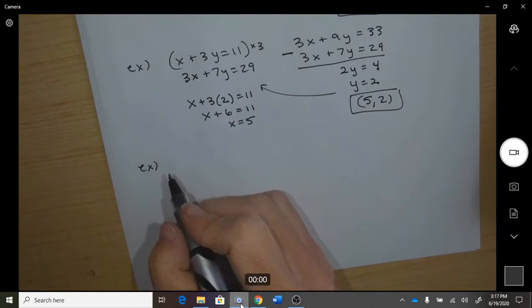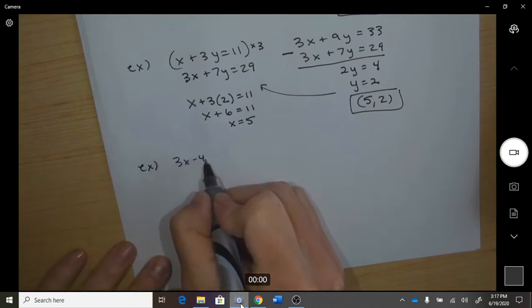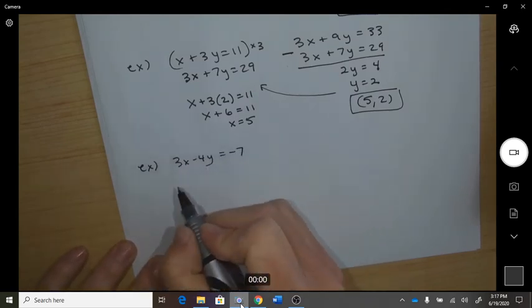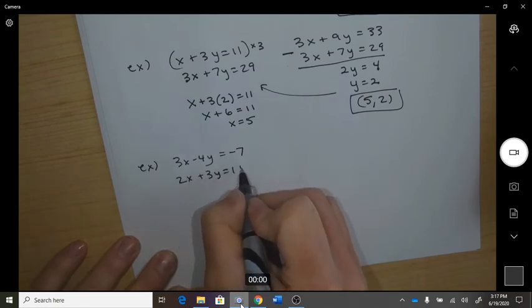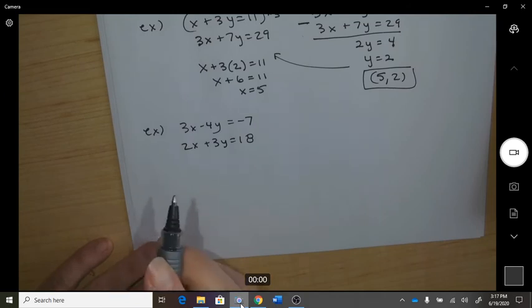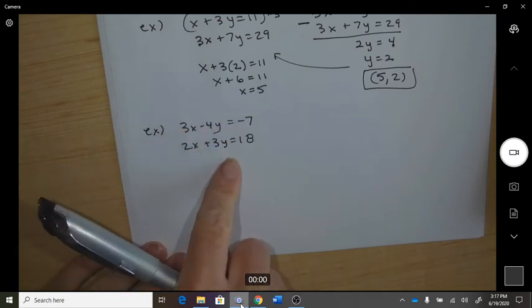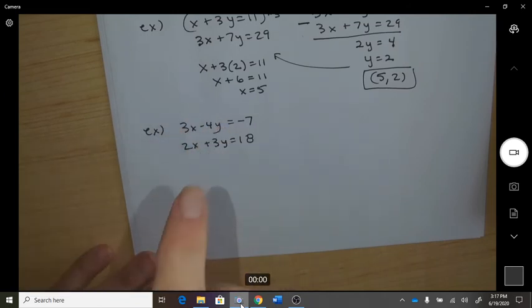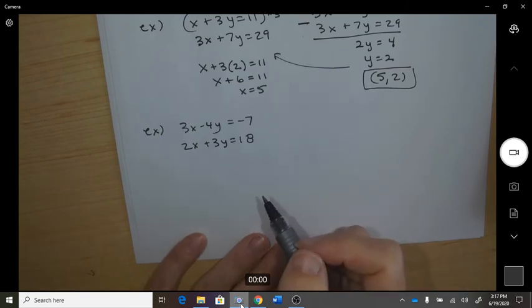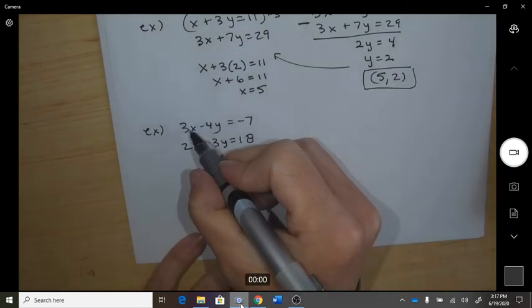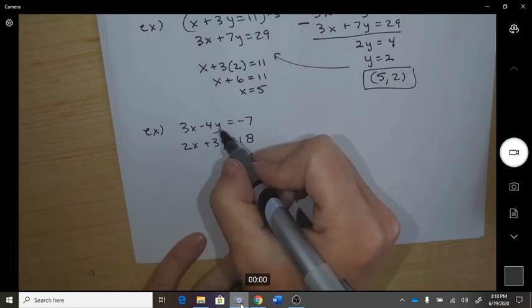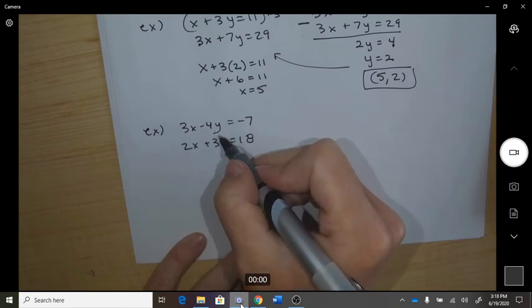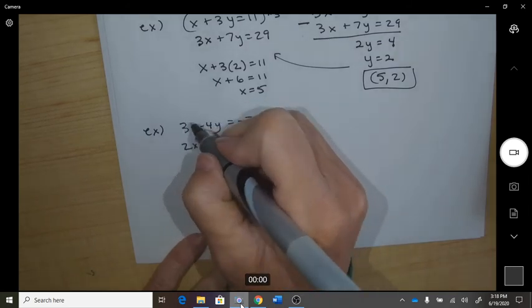Okay, another example. 3x minus 4y equals negative 7. And 2x plus 3y equals 18. Okay, so x's aren't set up, y's are not set up. So we have to strategize what we want to do. So I could times this by 2 and by 3 so that they're both 6's, or I could times this by 3 and by 4 so they're both 12's. So it's up to you.